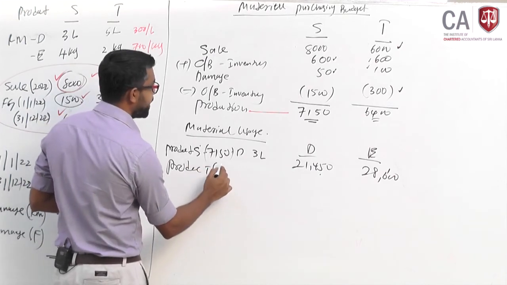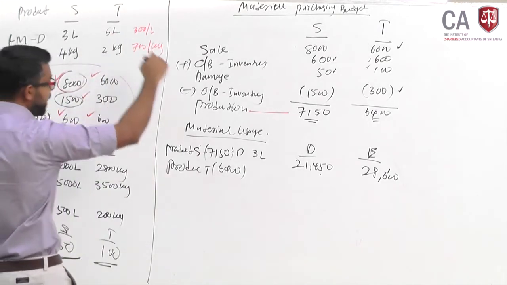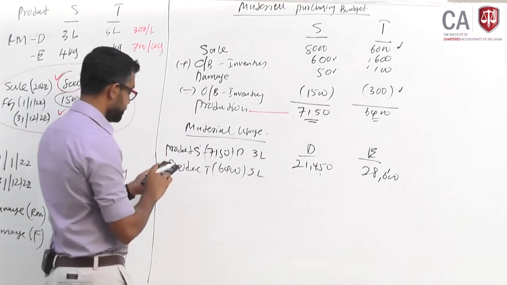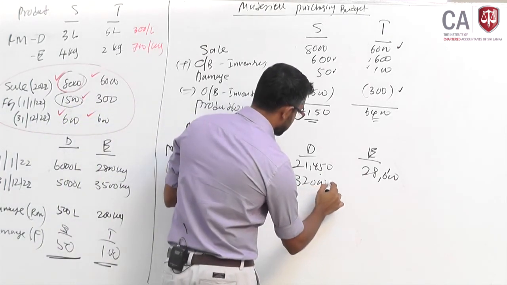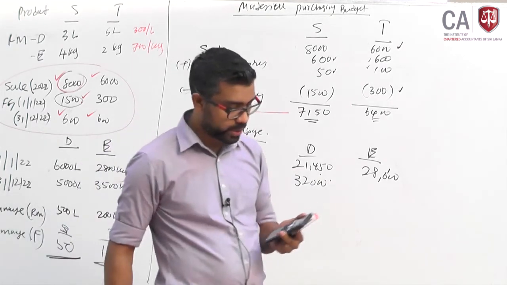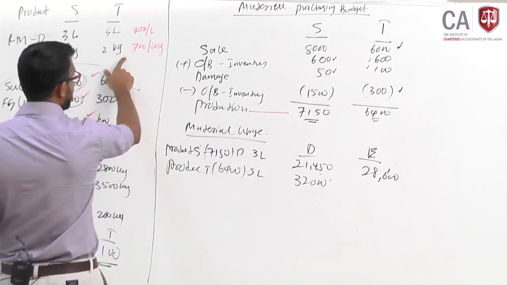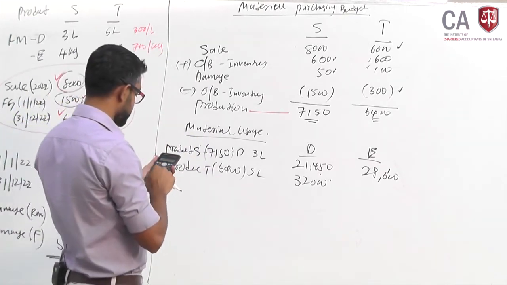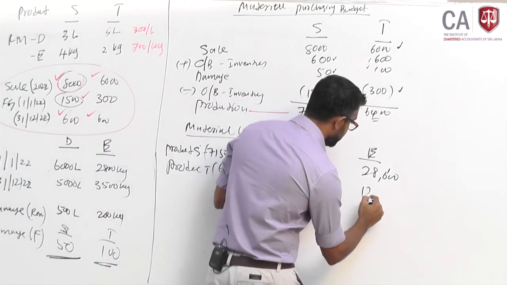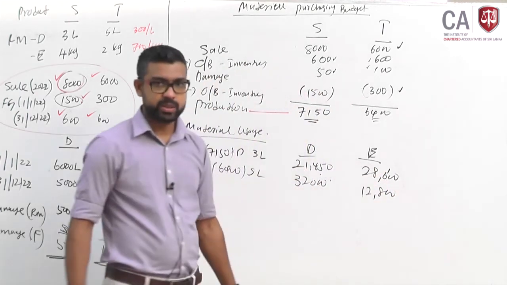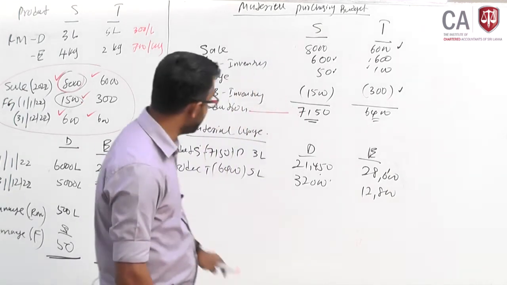T අපි හදනවා 6400ක්. අපිට ඕනේ 6400ක් හදන්න raw material D වලින් 5 liters. 6400 into 5 liters, 32000. And අපිට product T හදන්න E වලින් ඕනේ 2. 12,800. Right? So this is our raw material requirement.